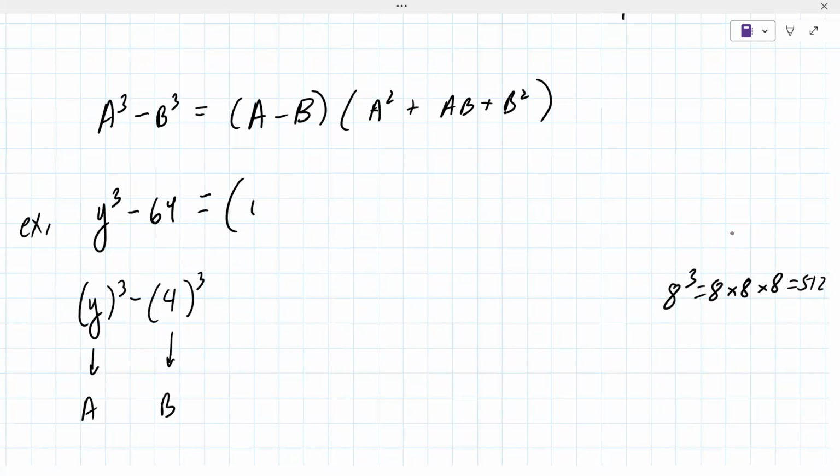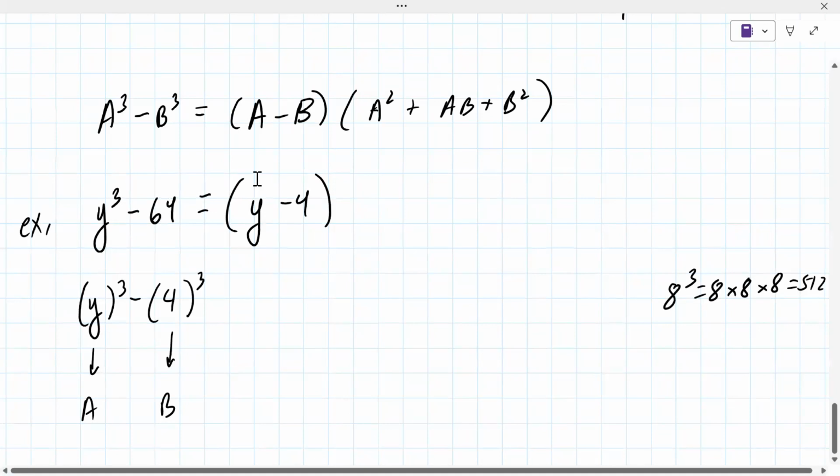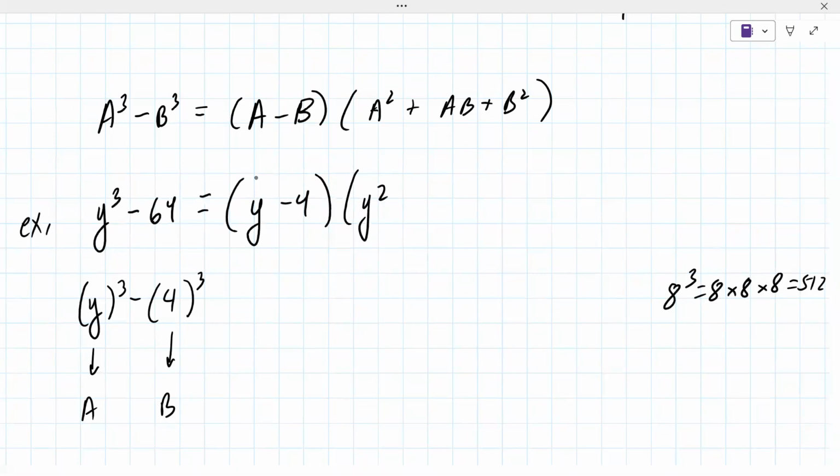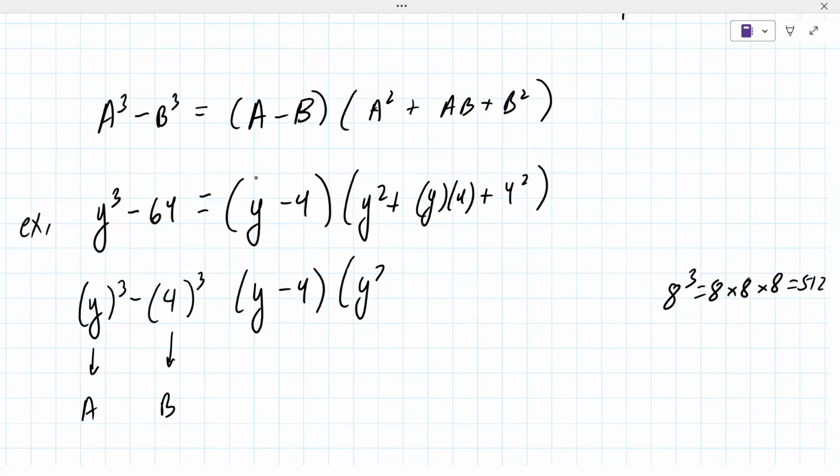So this time it would be y minus 4. Again, we're just putting those in for the formula. y squared plus y times 4 plus 4 squared, like that. y squared plus 4y plus 16 is your answer.